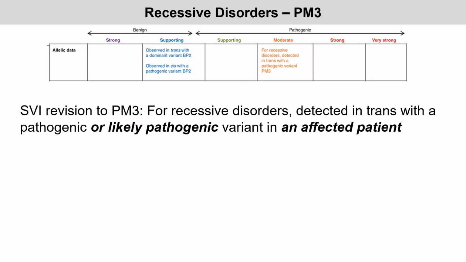Another question that often comes up is looking at recessive diseases and how to modify the strength of those. SVI has also been working on guidance, and one thing I wanted to call out is we also have put in some slight rewordings to this criteria. We added in that for these recessive disorders, that variant detected in trans could be pathogenic or likely pathogenic. Additionally, these observations should be in an affected patient. The description of these in the ACMG guidelines did not specifically say the person needs to be affected, but we think that is an important consideration when you're actually applying this criteria.